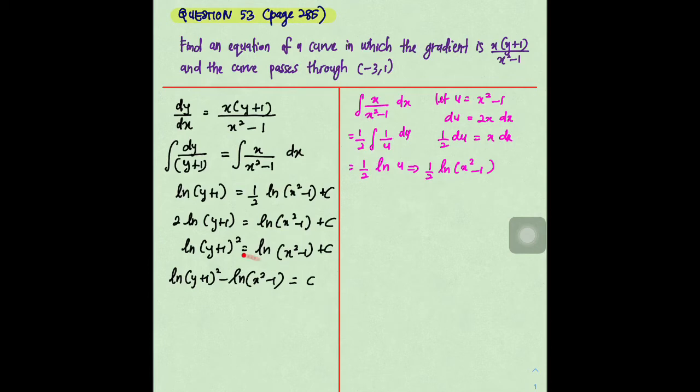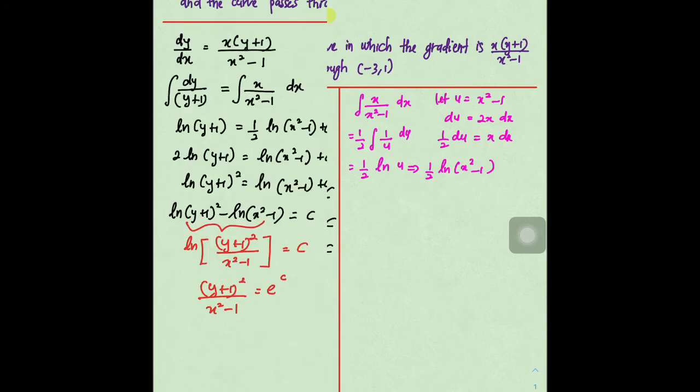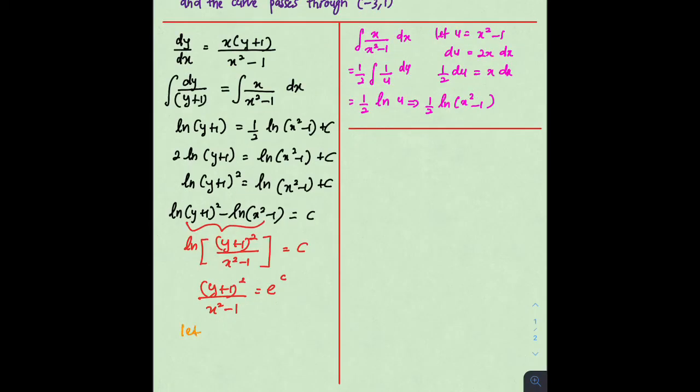Then for this part you can apply the properties: ln of (y + 1)²/(x² − 1) is equivalent to c. So (y + 1)²/(x² − 1) is equivalent to e^c. We can let e^c be a. Both are constants, so just to make it simple, that's why we put it as a.